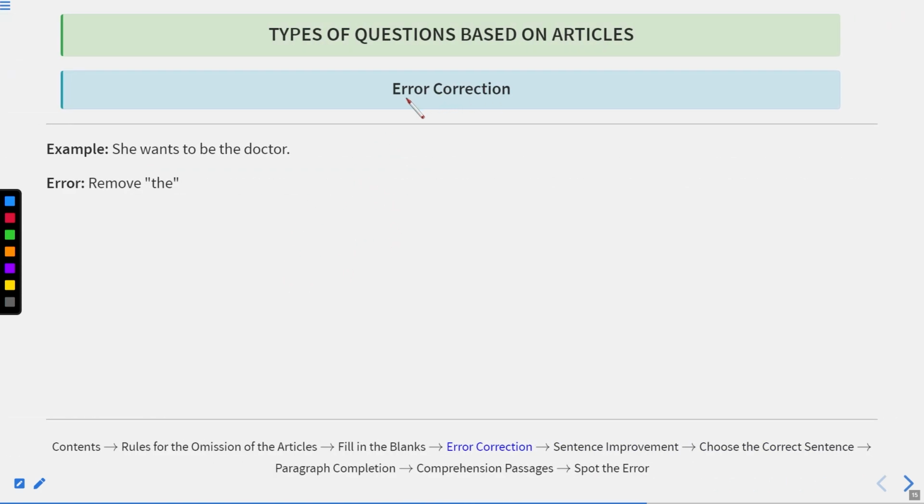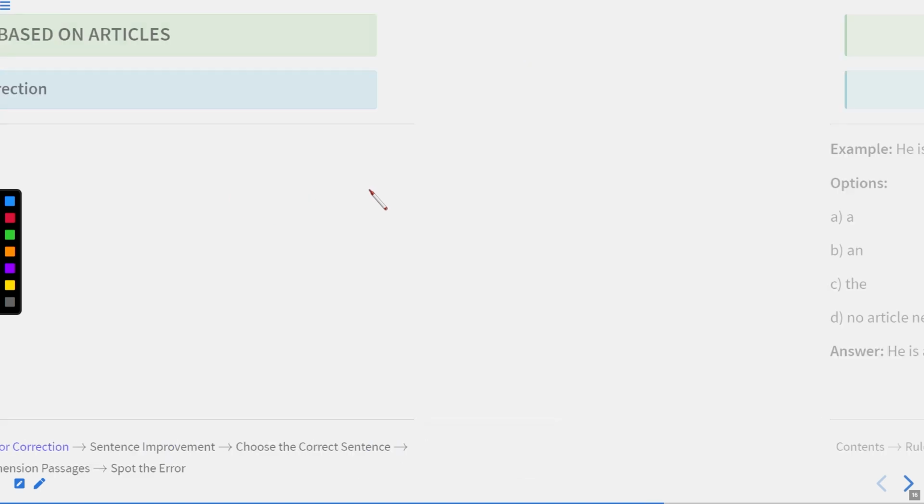Now you can also have error correction. She wants to be the doctor. So remove the: she wants to be doctor. Or she wants to be a doctor.